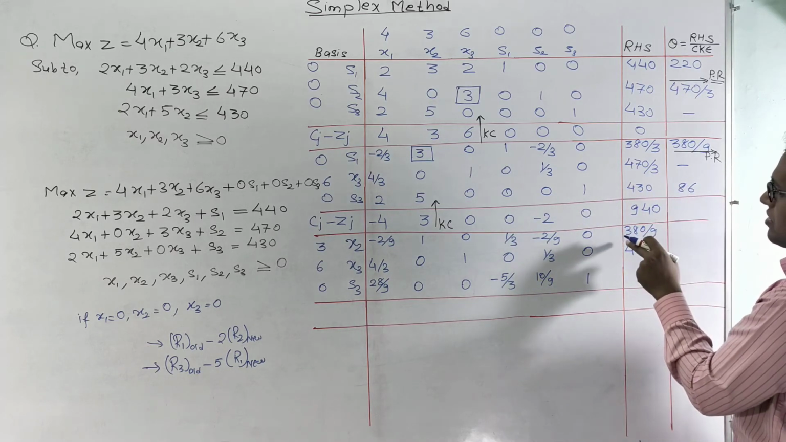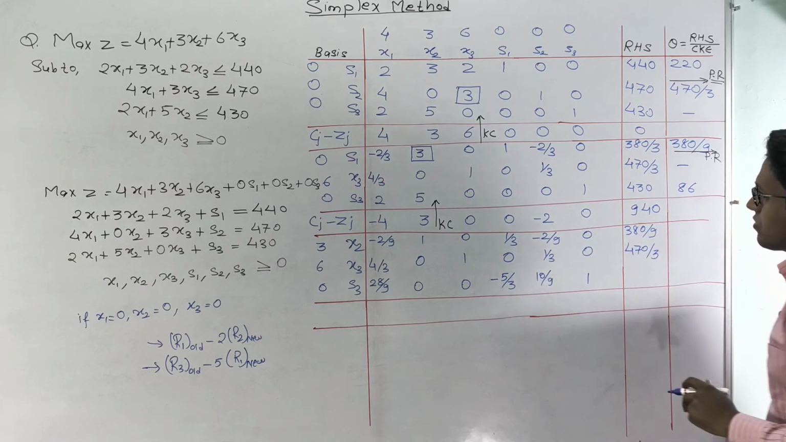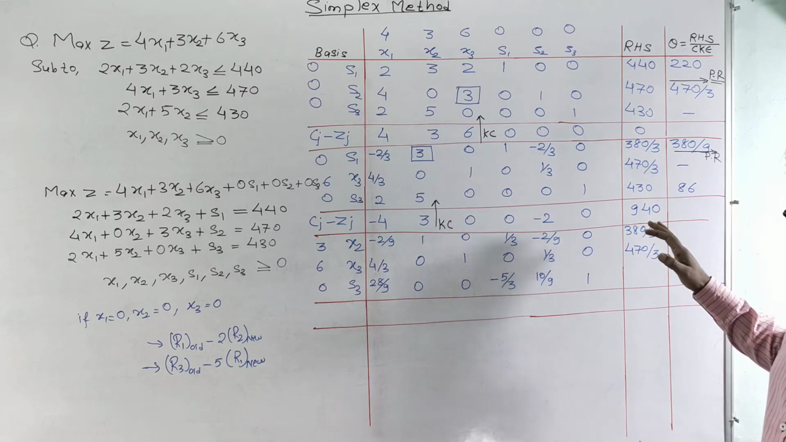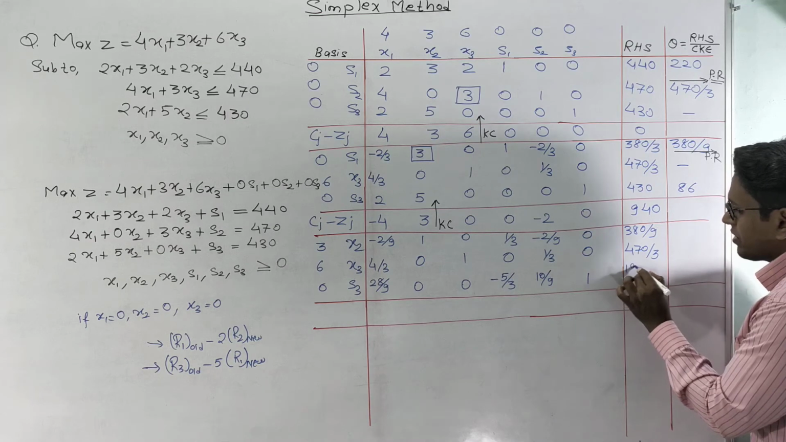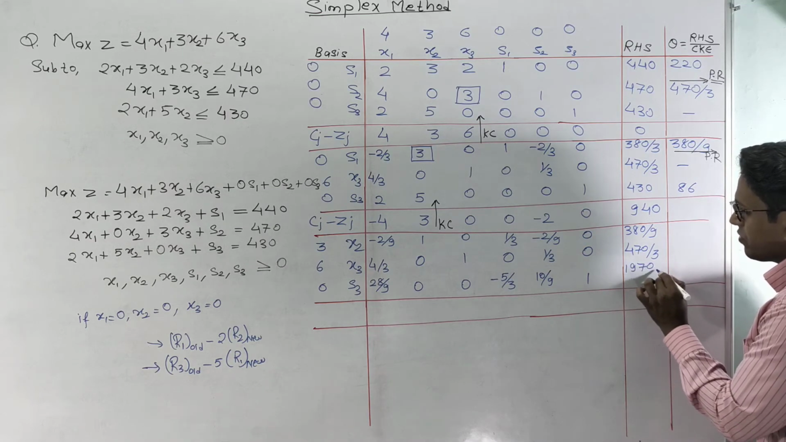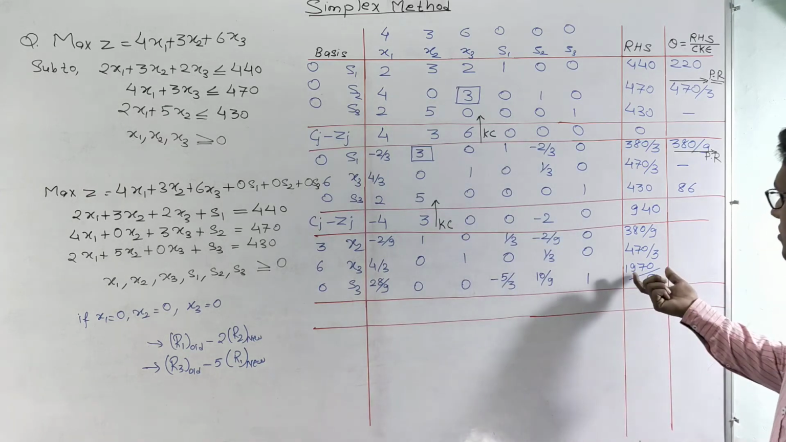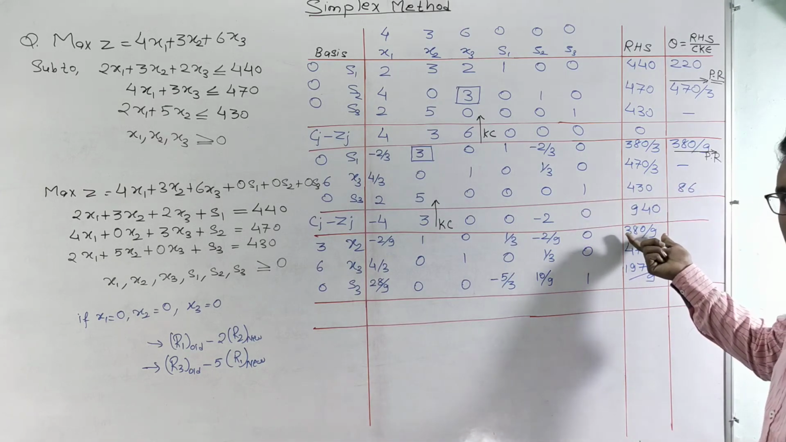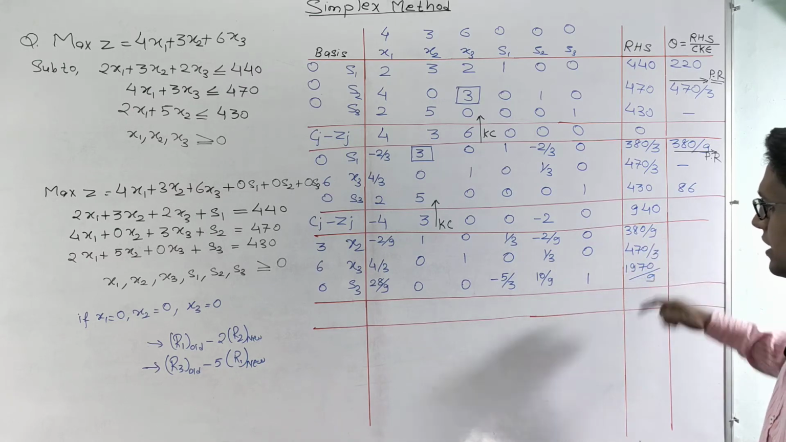430 minus 5 times of 380 by 9. So 430 minus 5 times of 380 by 9 will come as 1970 divided by 9. So 430 minus 5 times of 380 by 9, this will come as 1970 by 9.